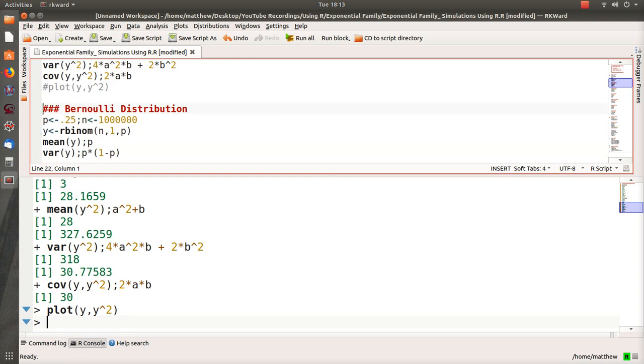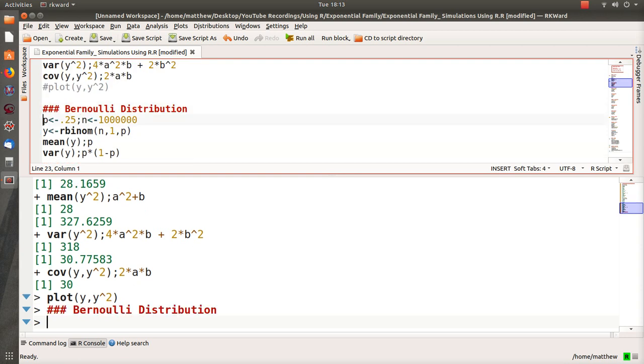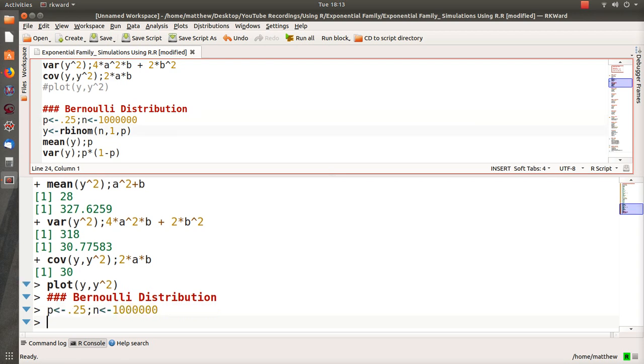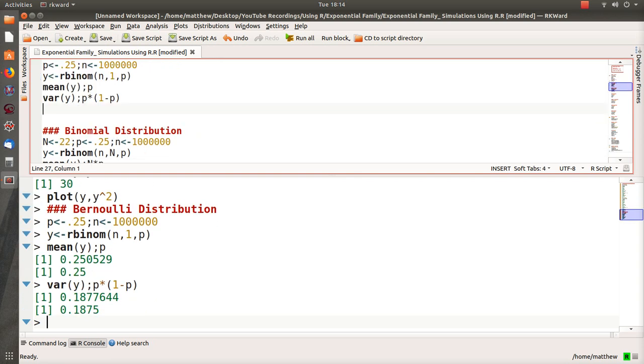Now for Bernoulli, again, we're going to assume the true p is 0.5. We're going to do 1 million replications from a Bernoulli and find the mean and the variance, and the theoretical results and simulated results are almost identical.